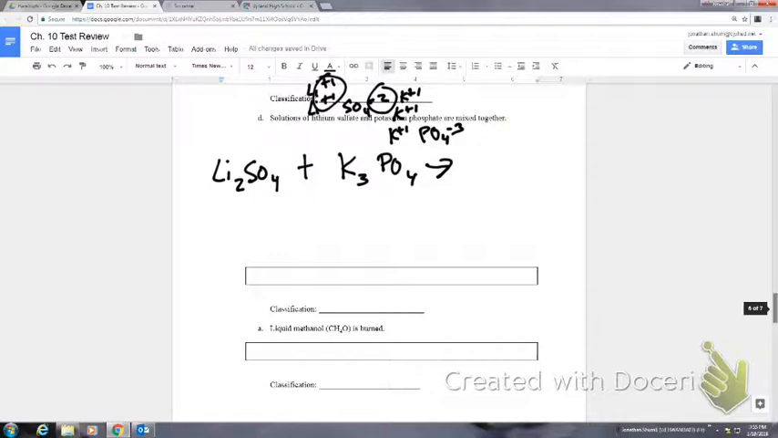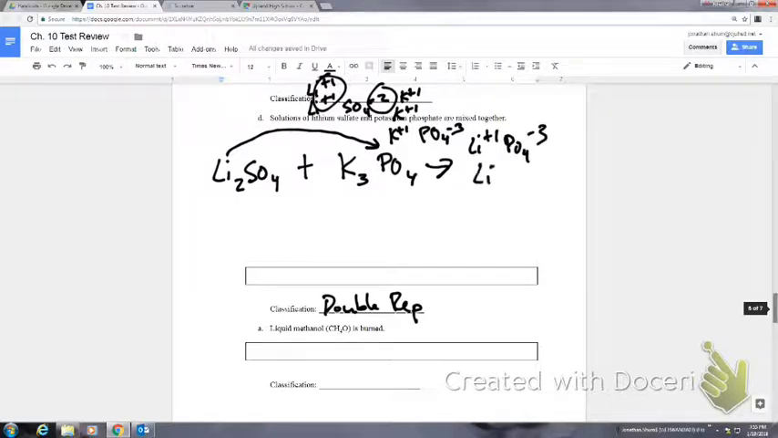So what I'm going to do is now pair lithium. So this is a double replacement, right? So what I'm going to do is I'm going to pair lithium with phosphate. So lithium is plus 1, phosphate is minus 3. So this is Li3PO4 plus, I'm going to pair potassium with sulfate, K plus 1 with SO4 negative 2. So it'll be K2SO4. Alright. So at this point, I have a double replacement.